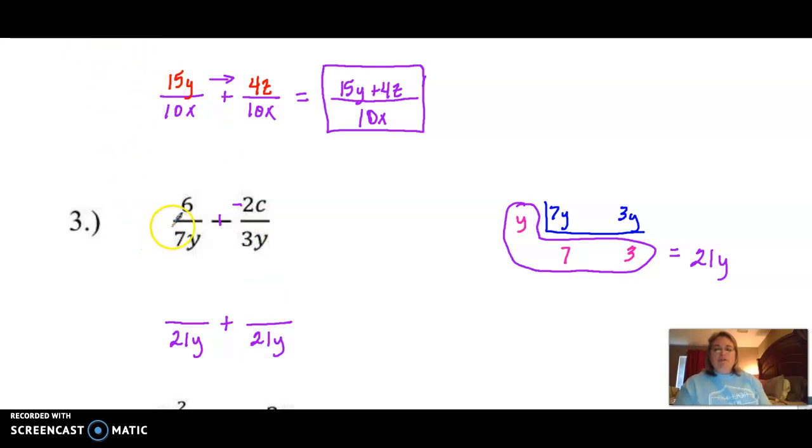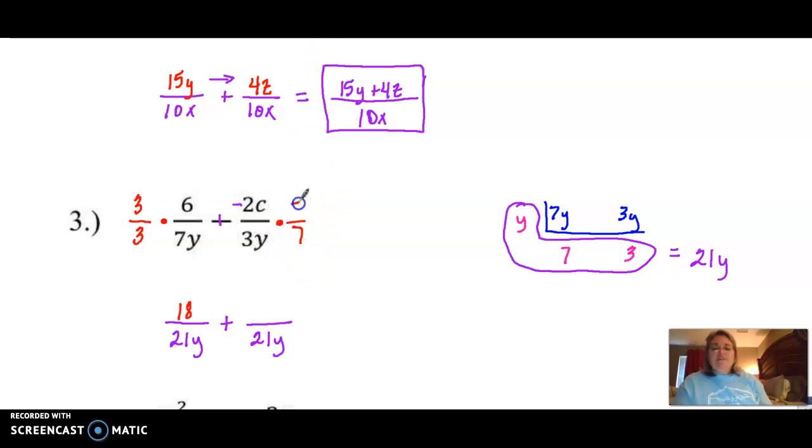Now, to determine what I multiply by, 7y times what gives me 21y? 3. So my factor of 1 is 3 over 3. 3 times 6 gives me 18. Same thing on the right side. 3y times what gives me 21y, and that would be 7y. Sorry, just 7.